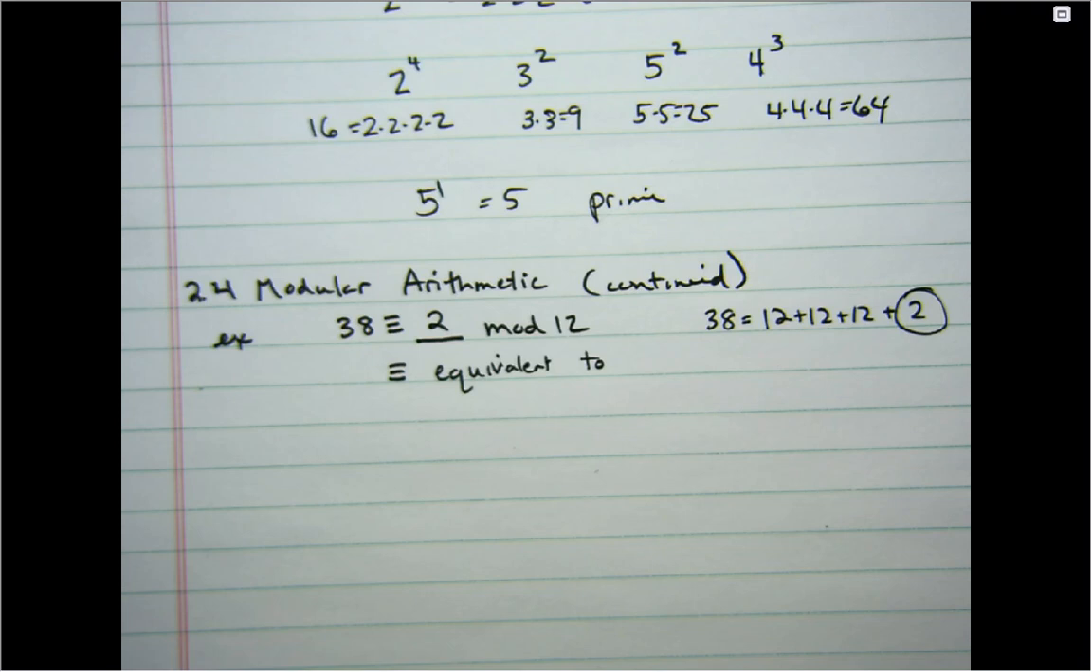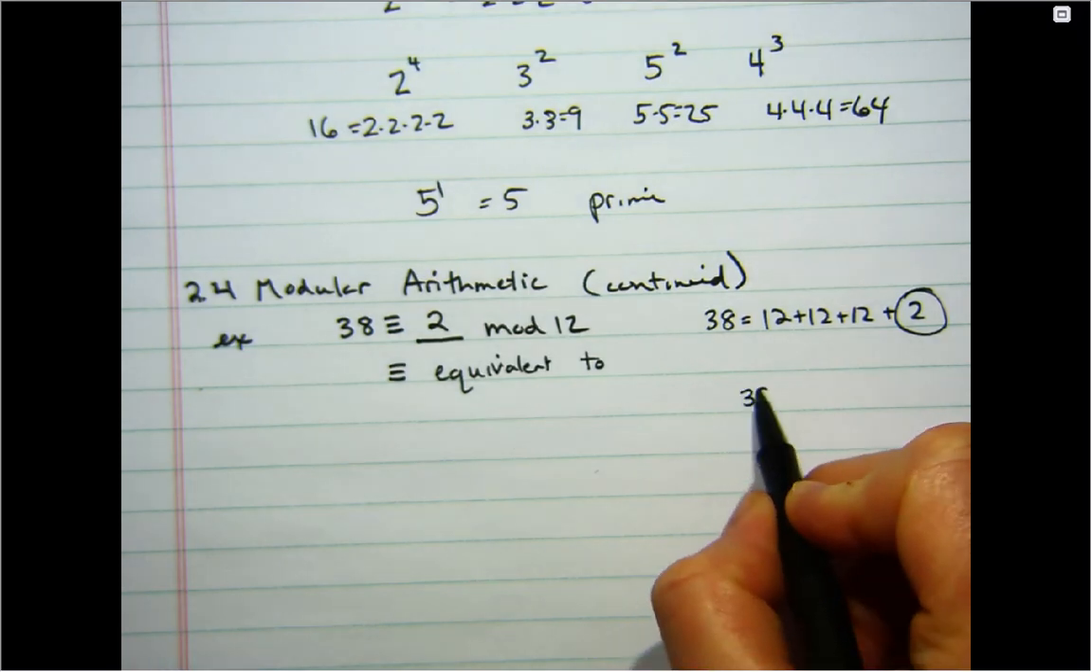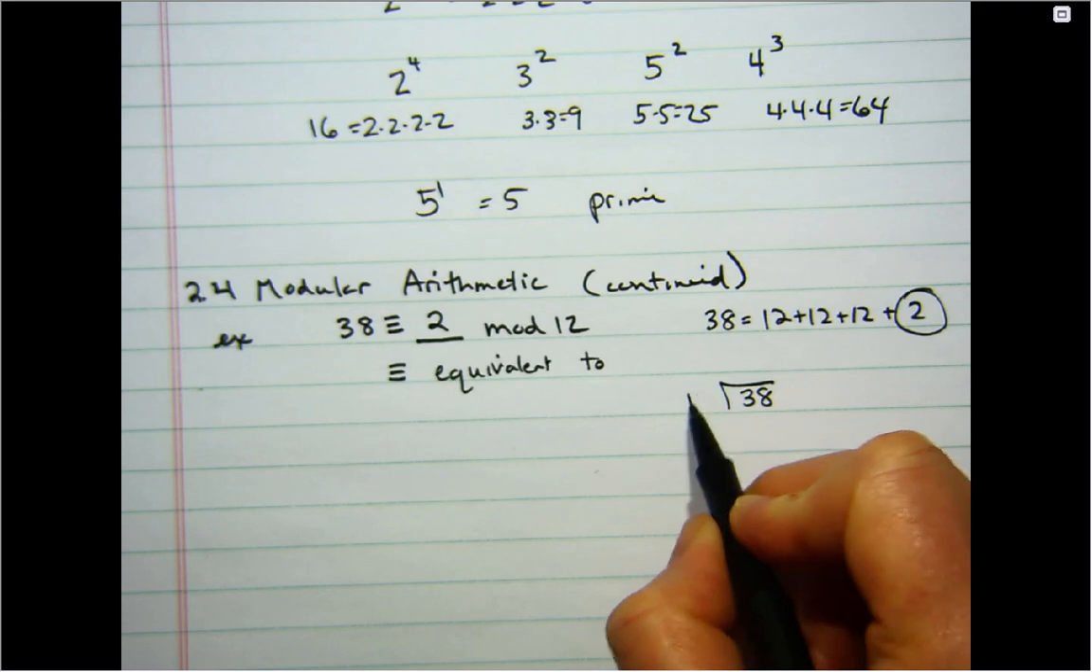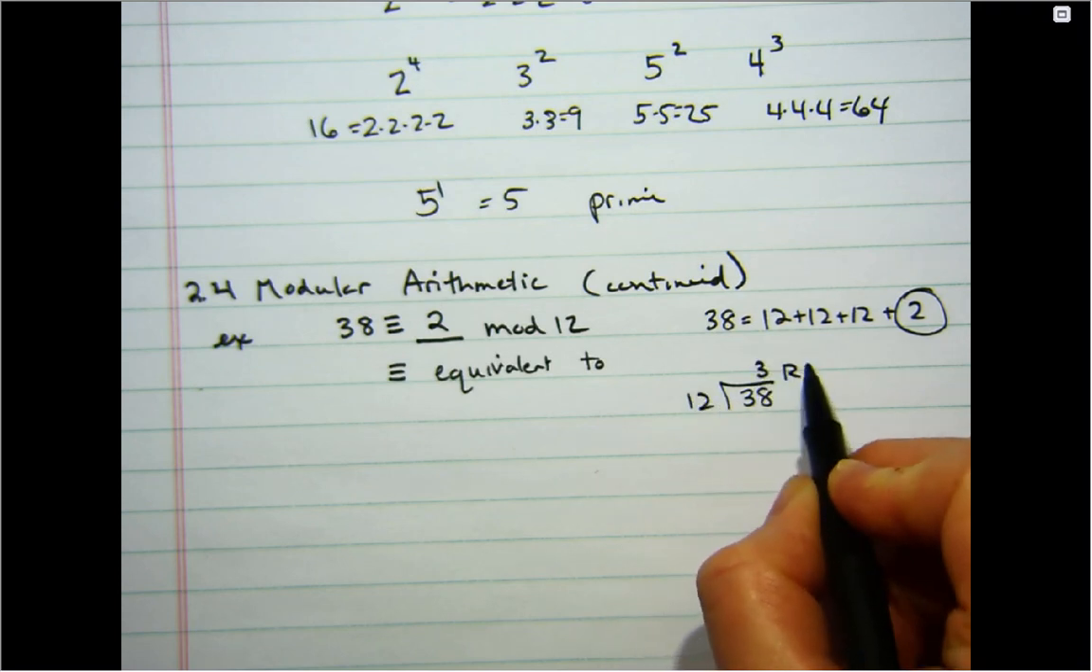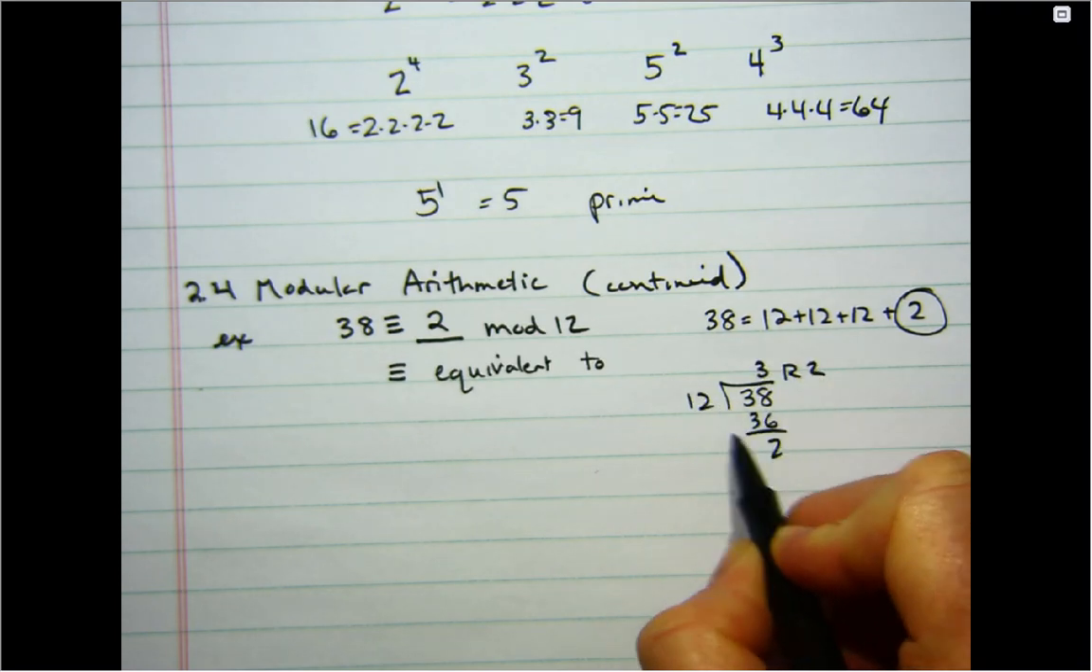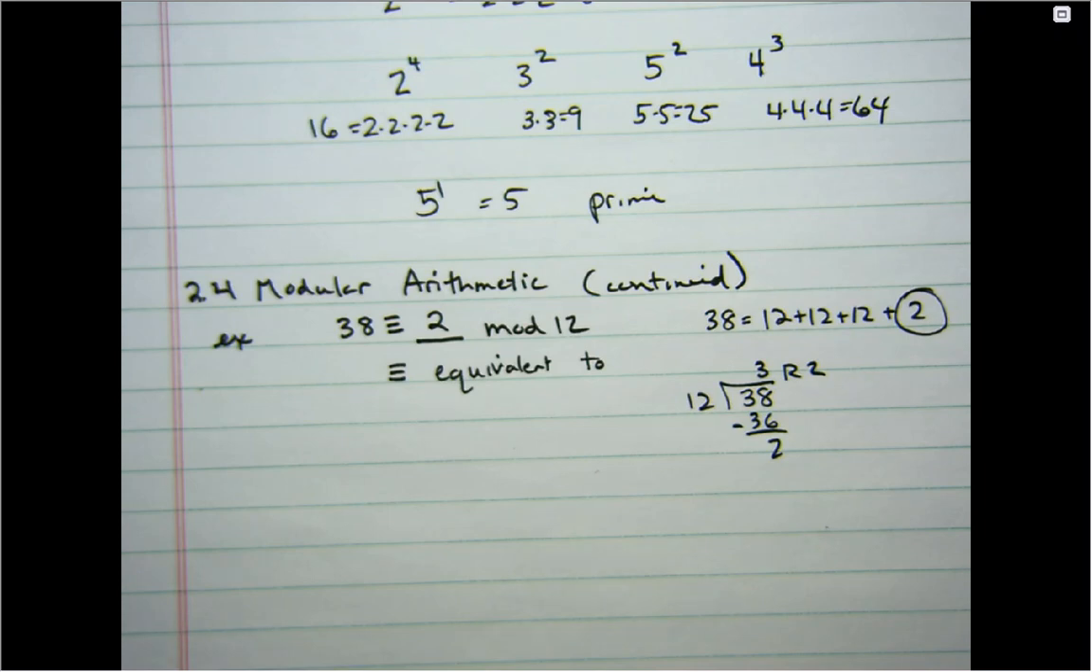When you do modular arithmetic, you're actually looking at the remainders. If you took 38 divided by 12, you'd have 3 remainder 2. So you're looking at the remainders when you do modular arithmetic.